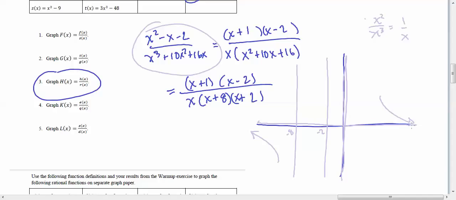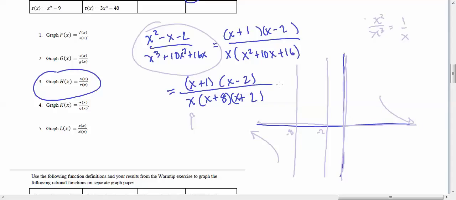If I want to figure out the y-intercepts, actually I can tell you right now that this thing has no y-intercept, because you can't let x equal 0. If you let x equal 0, that would kill that denominator, and that's a problem. So it has no y-intercept.